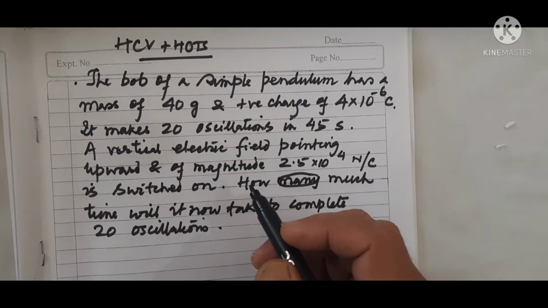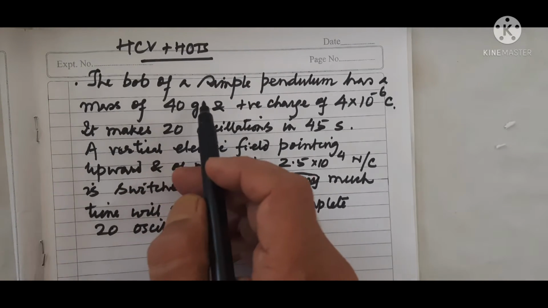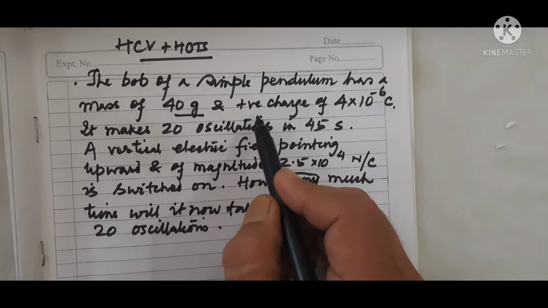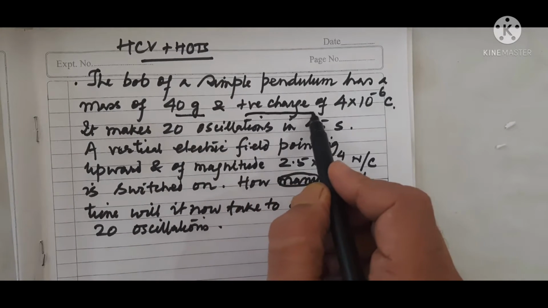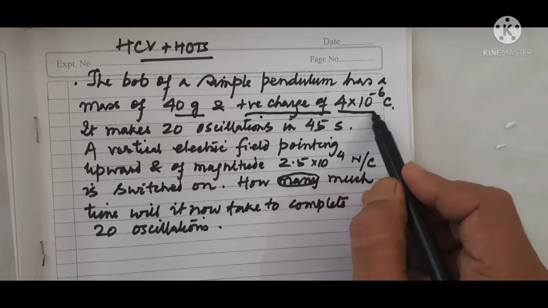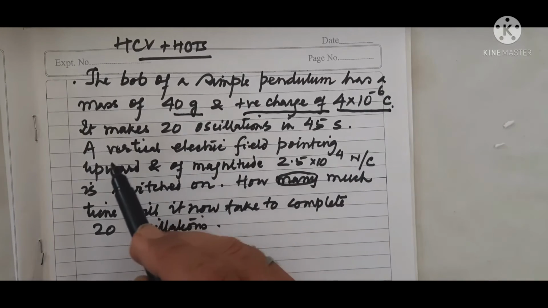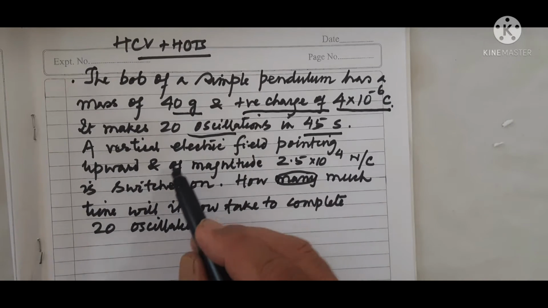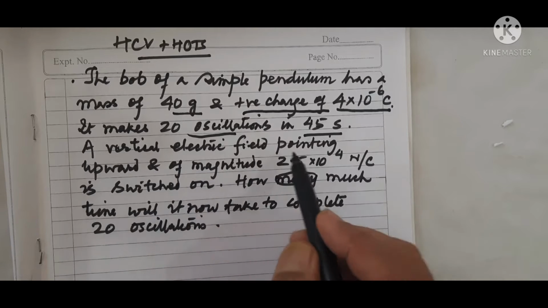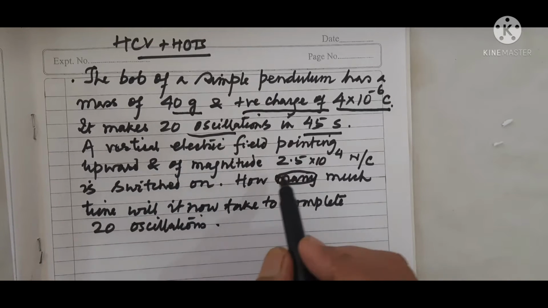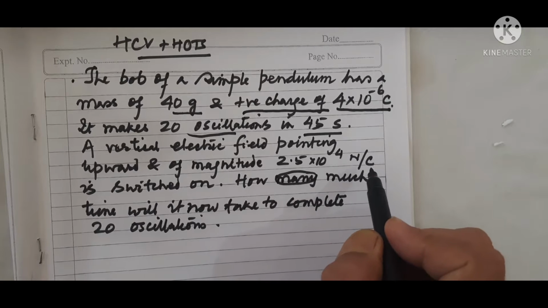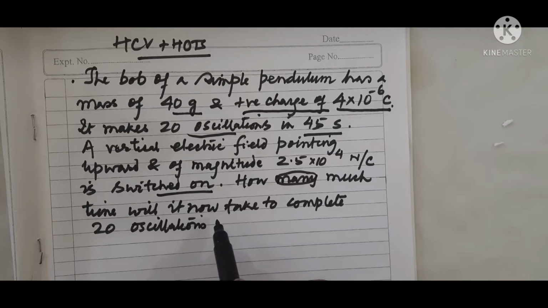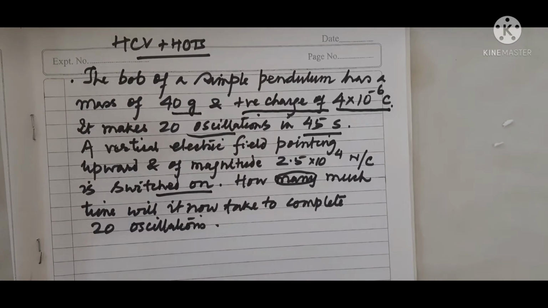Another interesting question of electrostatics: the bob of a simple pendulum has a mass of 40 gram and has a positive charge of 4 × 10^-6 coulomb. It makes 20 oscillations in 45 seconds. A vertical electric field pointing upward of magnitude 2.5 × 10^4 newton per coulomb is switched on. How much time will it now take to complete 20 oscillations?